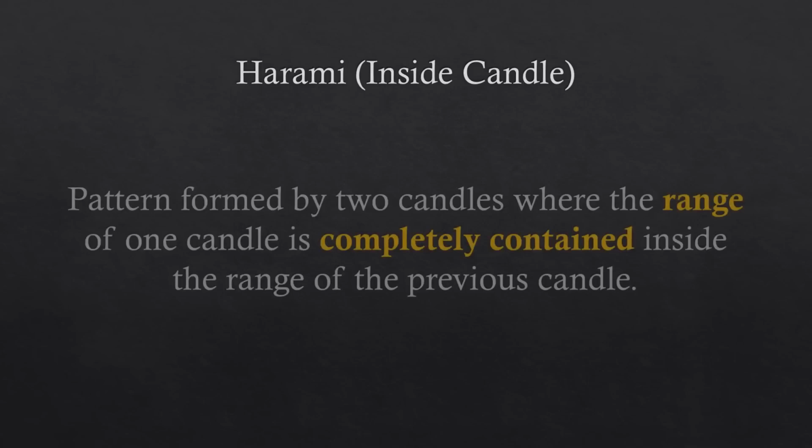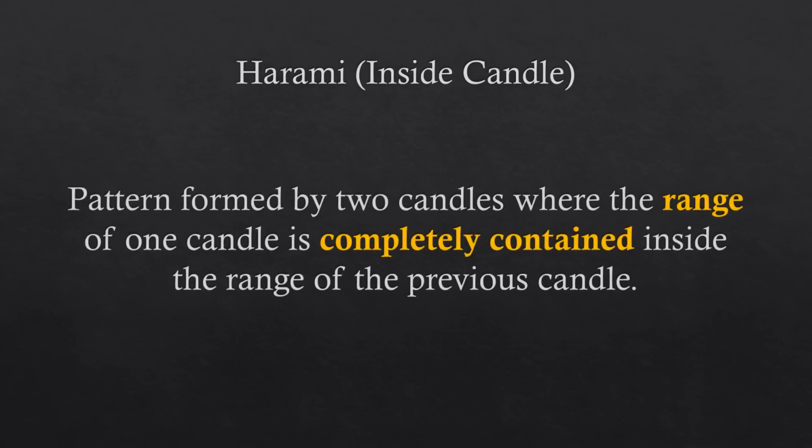Let's begin with an example of a reversal candlestick pattern called Harami, which is also known as the inside candle. This is a candlestick pattern formed by two candles. The main thing to look for here is related to the range of one candle in relation to the range of the previous candle. The rule is that the range of the second candle must be completely inside the range of the first candle, hence the name inside candlestick. An inside candle simply means that price has stopped advancing, meaning that it is now stationary. That can indicate a reversal.